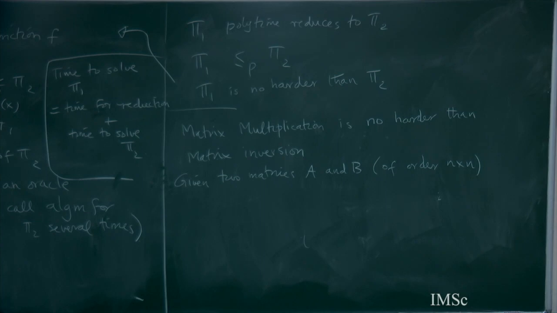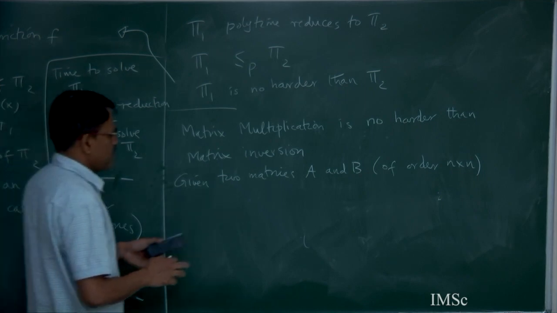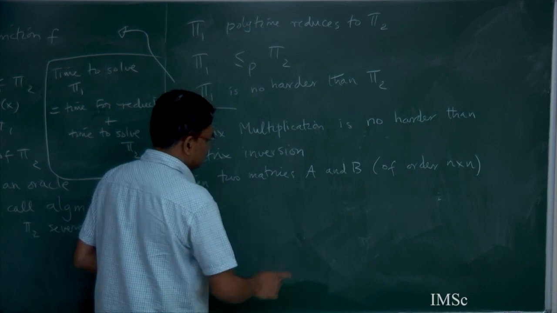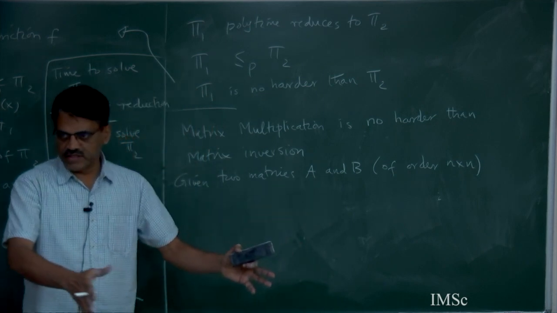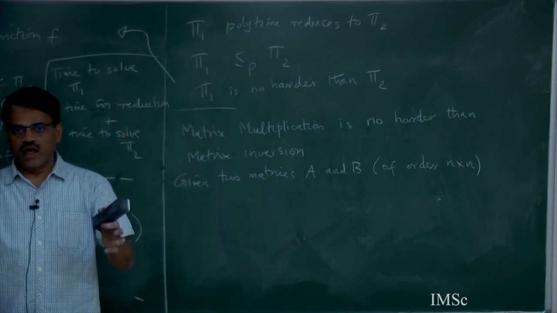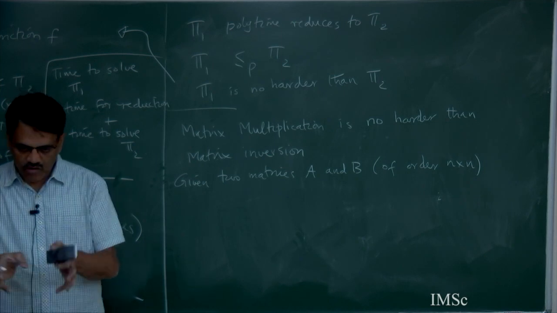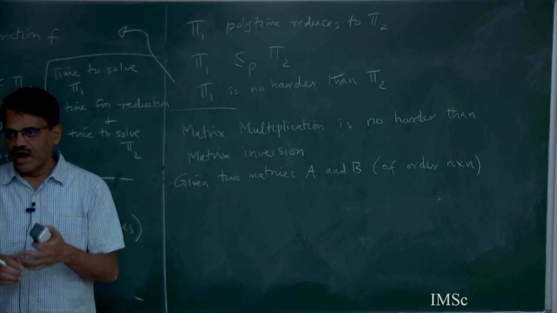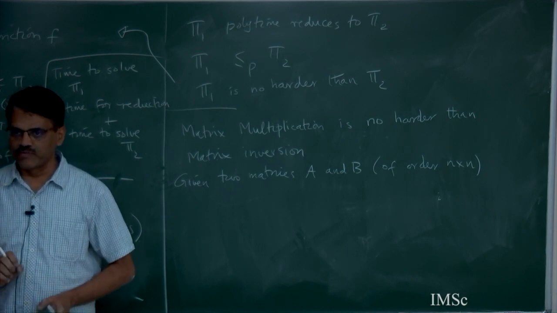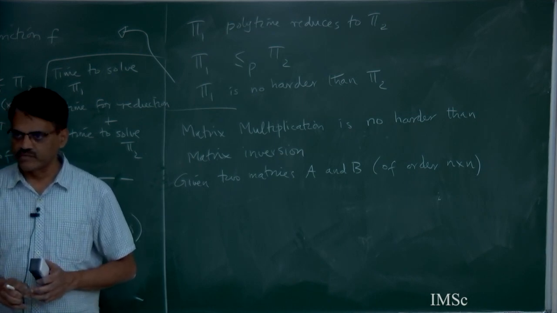So, what sort of transformation do I want? I want to take these two matrices, produce some matrix, and compute the inverse of that matrix. Somehow the product AB is hiding there and I will be able to pull it out from there. That is the goal, right.